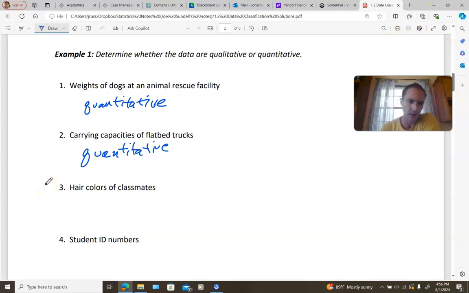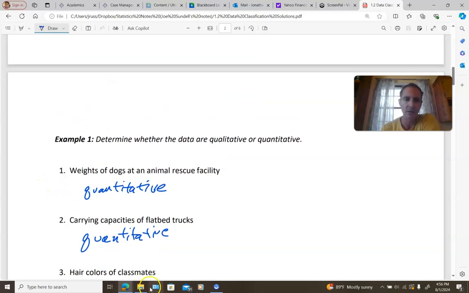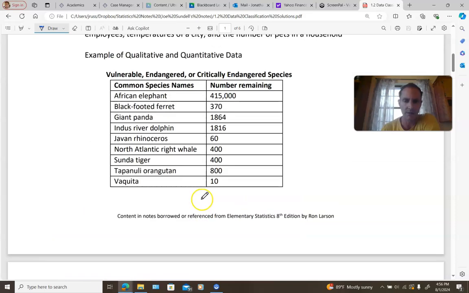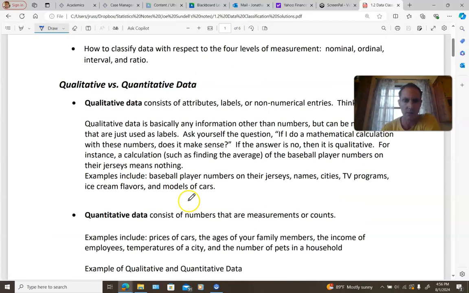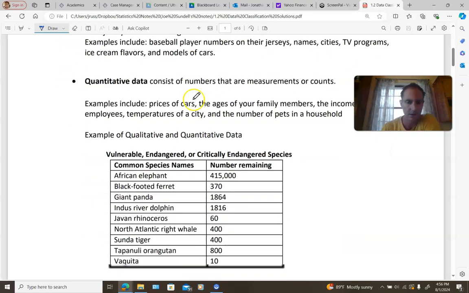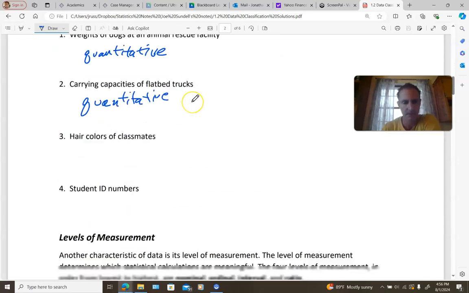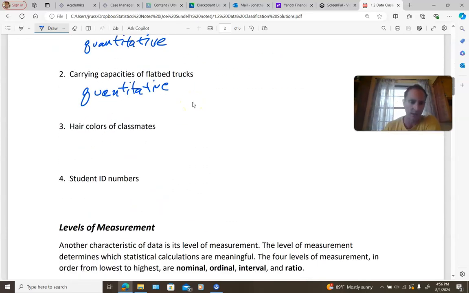And number three here, hair colors of classmates. Well, this is qualitative. If you come back up here and look at the definition of what it means to be qualitative data, this is an attribute. Somebody's hair color. So this will be qualitative.